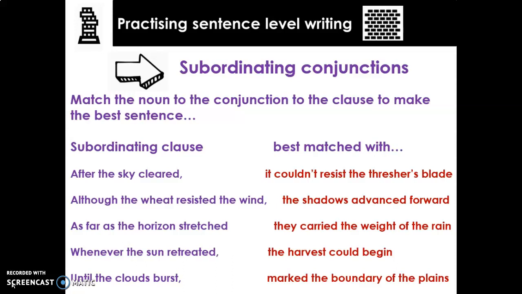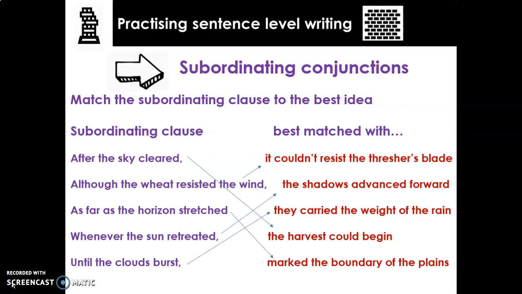Now, you do the next part of the job, match them up. Okay, let's see if you were right. So we'd already done after the sky cleared, the harvest could begin. Although the wheat resisted the wind, it couldn't resist the thresher's blade. Now that's the image that the wheat has survived weather, rain, wind, and then along comes the thresher and it chops it down. So you've got the repetition there of resisted and resist. So sometimes our word choices can help us ensure that we're creating the right relationships between ideas. And we've got that lovely kind of seesaw moment that's created by although. So if you were using an although sentence, it tends to be like a seesaw. It changes from one idea to the next.